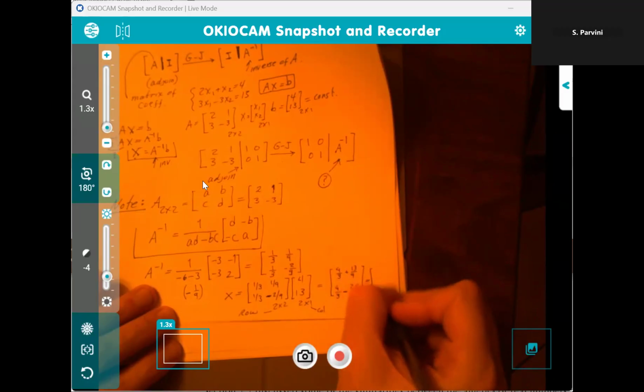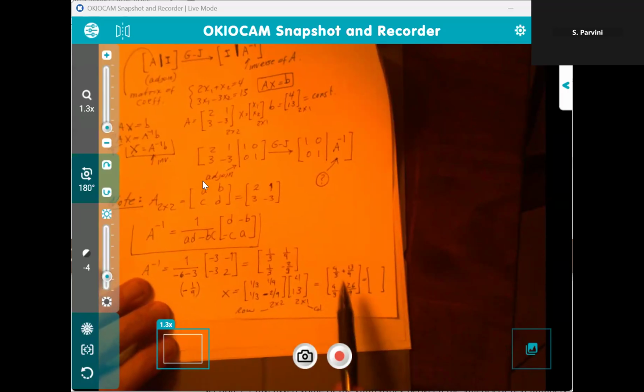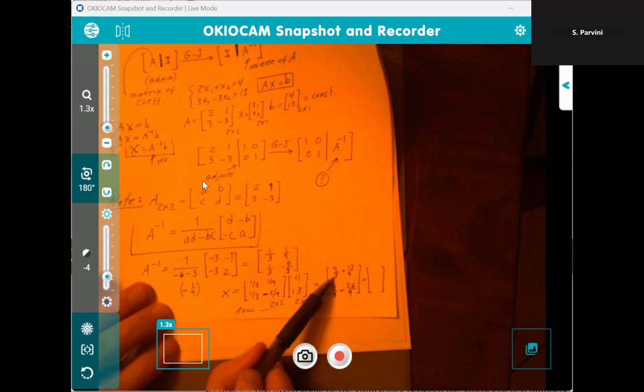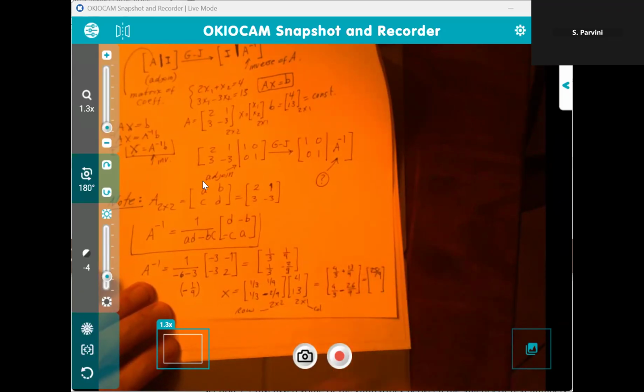And then we can do the arithmetic. Let's see. 4/3 plus 13/9, 4/3, the LCD is 9. So I'm going to multiply top and bottom by 3. That's 12/9. 12 and 13 is 25/9. Please verify. So that's the first number. That's the solution to x sub 1.